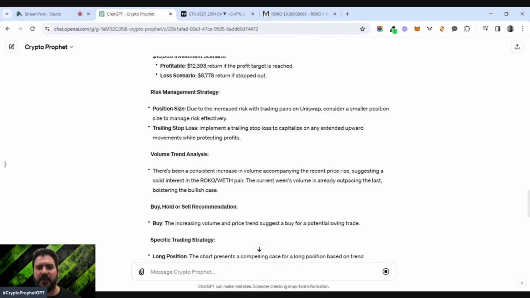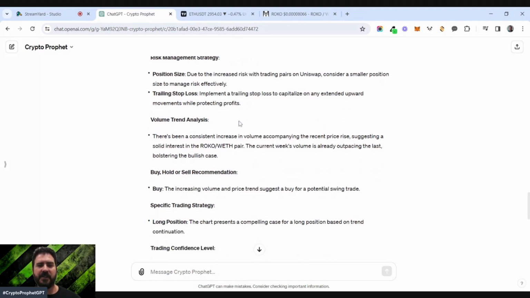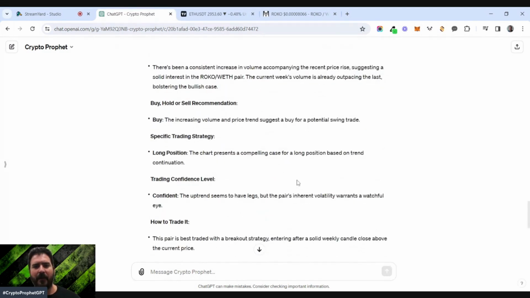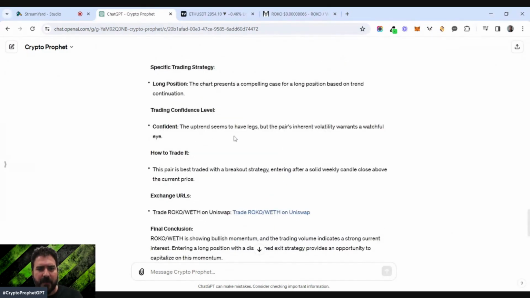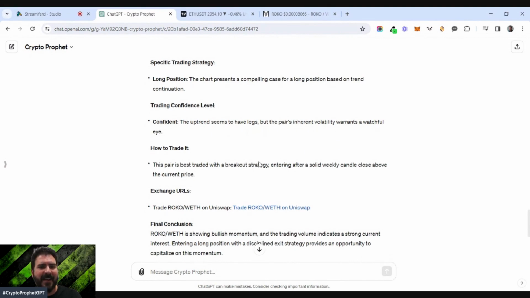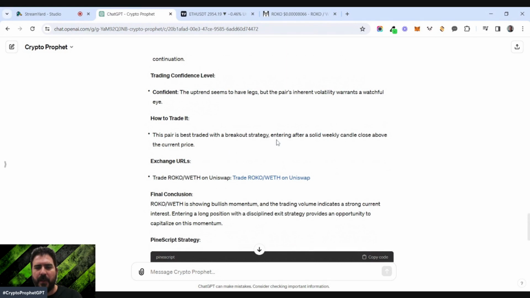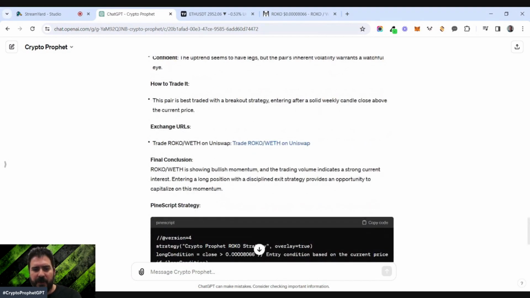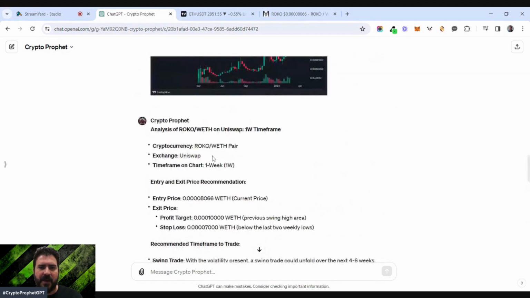It's saying position size, due to the increased risk with trading pairs on Uniswap, consider a smaller position size to manage risk effectively, right? Because Uniswap is a bit more risky. The coins on Dex Screener are a bit more risky, and so forth. So it's saying to be a bit more conservative. Let's see. So it's saying it's confident the uptrend seems to have legs, but the pair's inherent volatility warrants a watchful eye. How to trade. This pair is best traded with a breakout strategy, offering a solid weekly candle close above the current price, right? And then it gives you the Pine Script strategy as well.